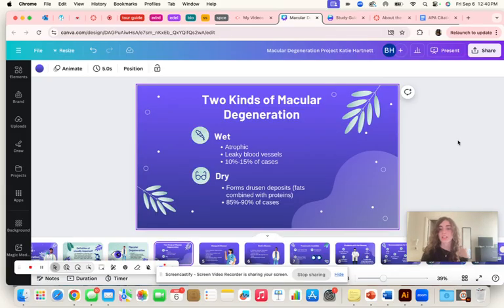There are two kinds of macular degeneration. The first is wet. It's atrophic, and it involves leaky or burst blood vessels. This involves about 10 to 15% of cases, so it's a lot less likely than the second kind, which is dry. This is where drusen deposits, or fats combined with proteins, are formed, and it makes up 85 to 90% of cases. So this is a lot more common than the wet kind, but the dry kind can eventually turn into wet, so it's important to look for those leaky or burst blood vessels.